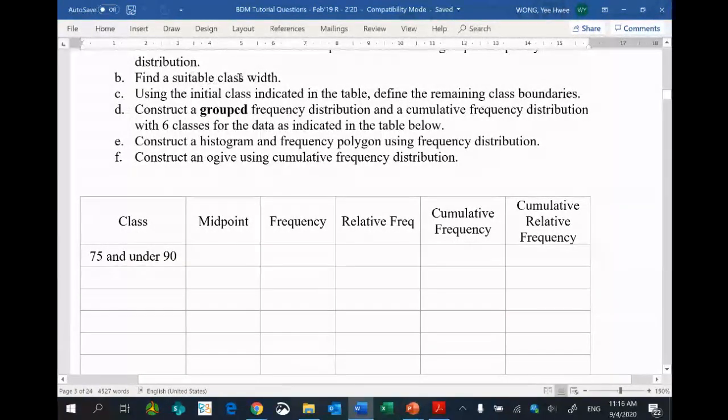Whatever you find here, it doesn't matter. When you do up this table, follow this.